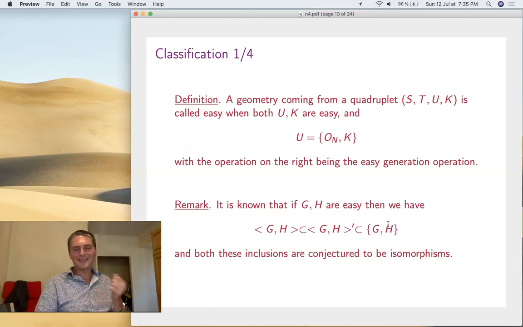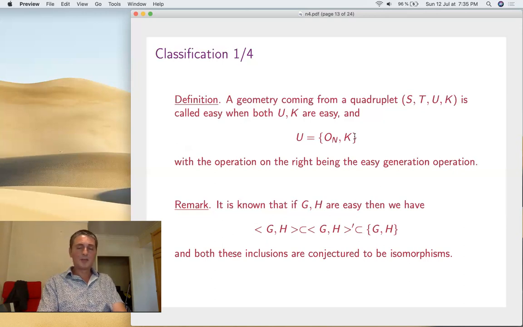of G and H. So that's why we have to introduce the so-called easy generation operation with braces like this, which means that this is the quantum group whose category of partitions is the intersection of the categories of G and H. So if you have three things and two inclusions, and both are conjectured to be isomorphisms, but we don't know. So now getting back here, we know that U is O and K with this kind of braces, but we have to assume something stronger than it's true like this. So that's, well, a technical problem, but that's what we have.